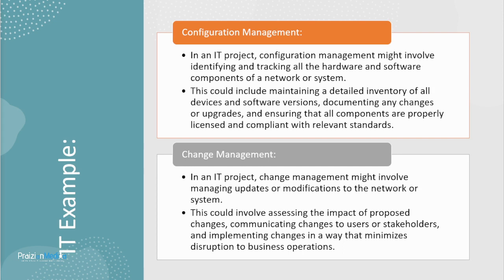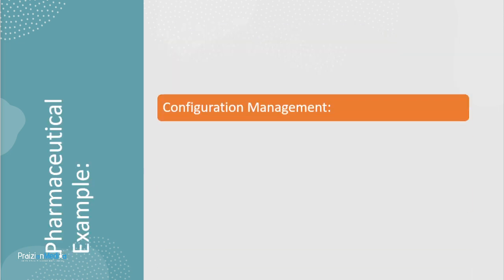Change management, on the other hand, could involve managing updates or modifications to the network or system, going through the process of change control through perform integrated change control. And this could involve assessing the impact of proposed changes, communicating changes to users or stakeholders, and implementing changes in a way that minimizes disruption to business operations.